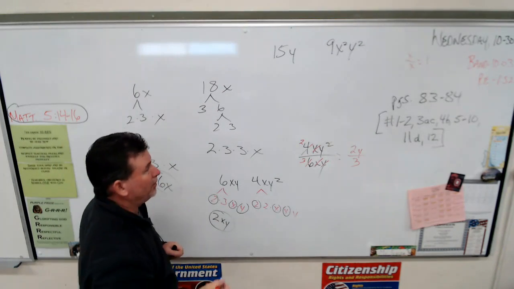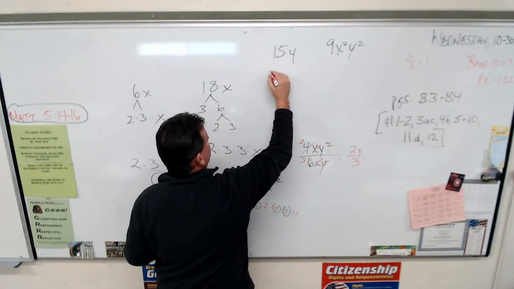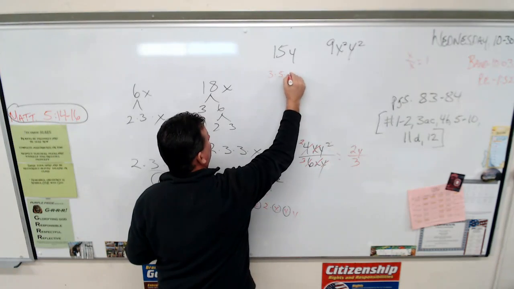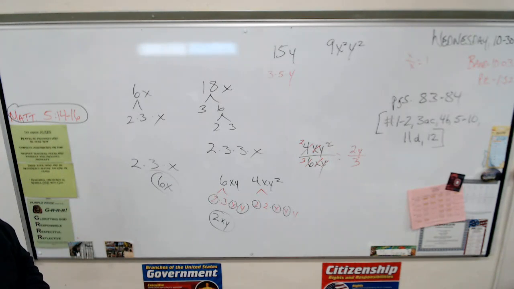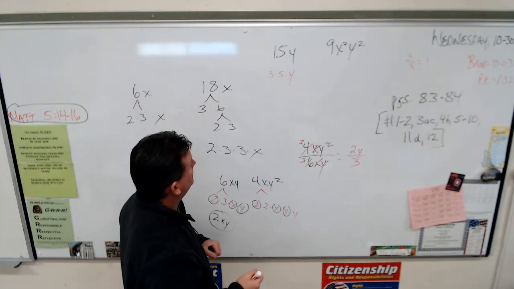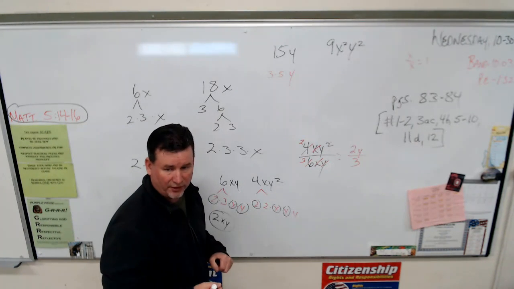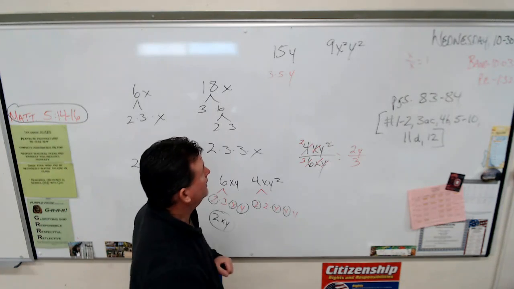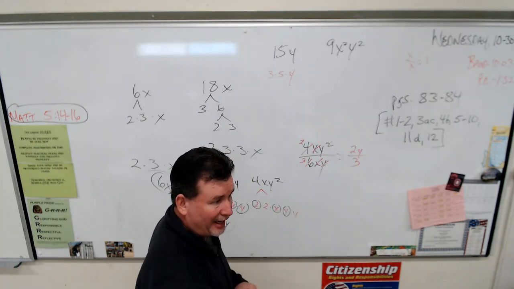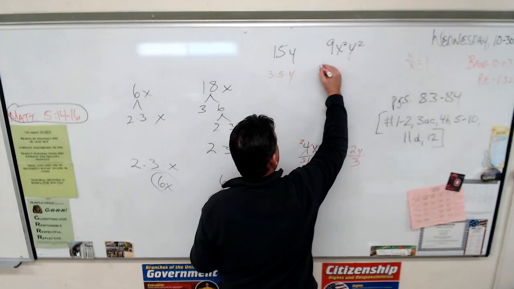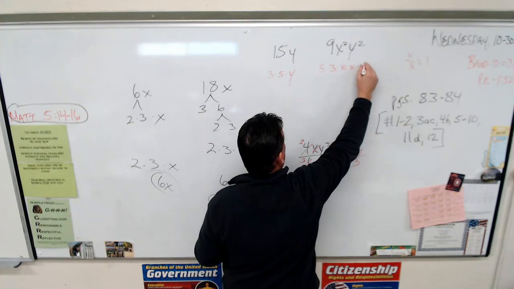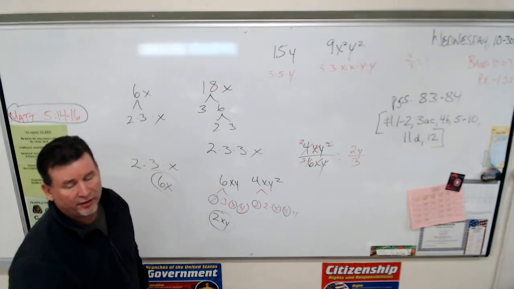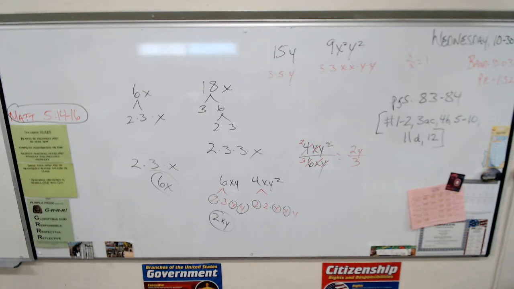So far, Noah and I have figured out that this is 3 times 5 times y. 15 down to its primes is 3 times 5. David says, yep, that's what I got. Zacchaeus is not going to wait until I'm done. He's going to do it while I'm doing it. And Zacchaeus is going to figure out that 9 in its prime factors is 3 times 3. And then he's got times x times y times y.